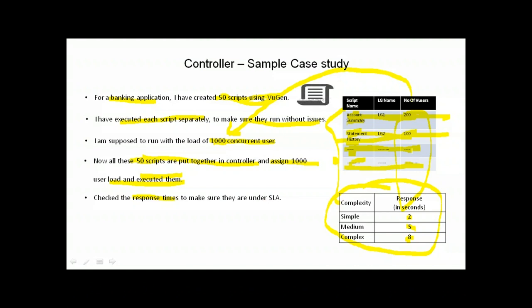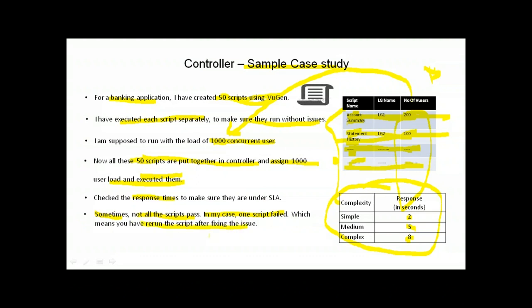Now watch carefully here. Sometimes not all the scripts pass. How many scripts do you have? 50 scripts. You uploaded them, you ran these 50 scripts in VuGen separately, and it is working fine. Now you uploaded all the 50 scripts into the controller and you click on the run button. So not all the scripts will pass. Since it's a sample case study, let's assume one of these 50 scripts has failed, which means that you have to rerun the whole test again.